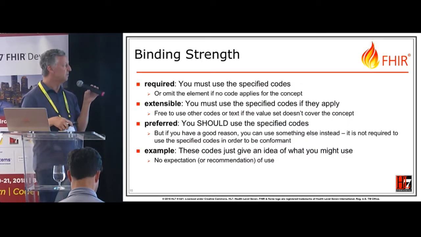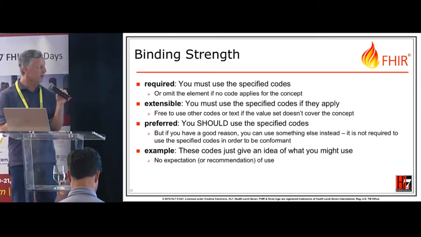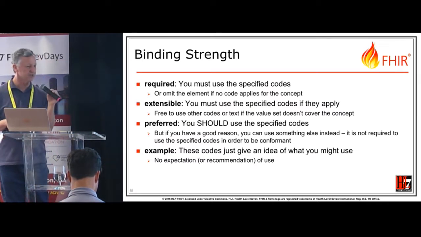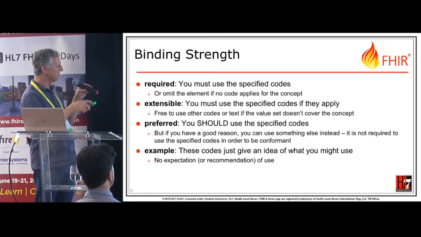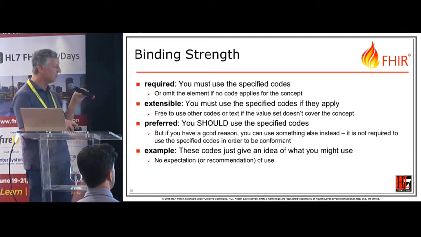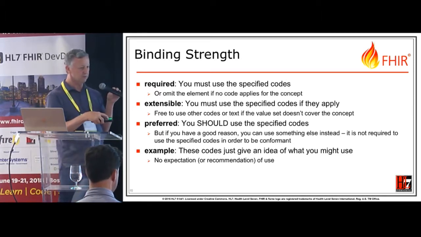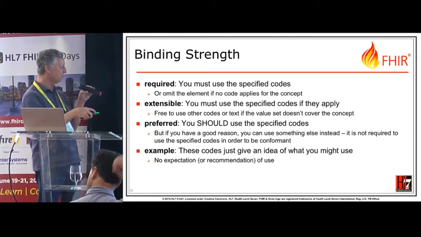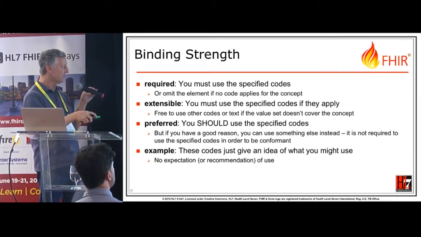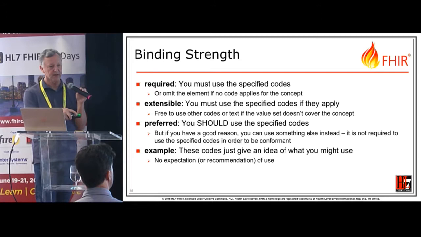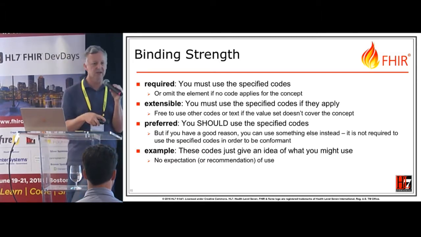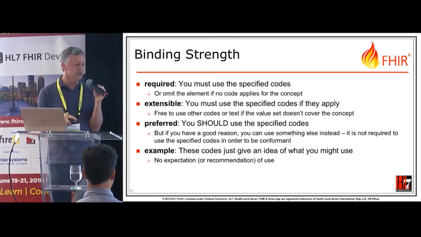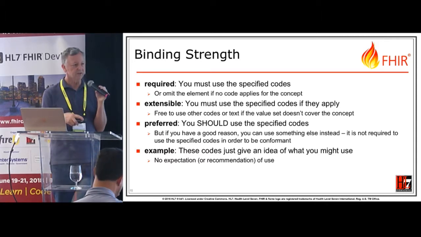All right, so we talked about bindings. I mentioned a little bit about binding strength. And we have four types in FHIR that we've defined. I'm actually going to go bottom up, starting from the least restrictive. You'll probably see in the core spec that most of the bindings are going to be example bindings. And these are codes that basically give you an idea of what you might use for terminology if you're trying to get actual work done. But they don't say you need to do this. You're free to do what works for you.